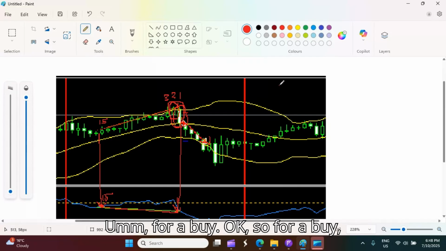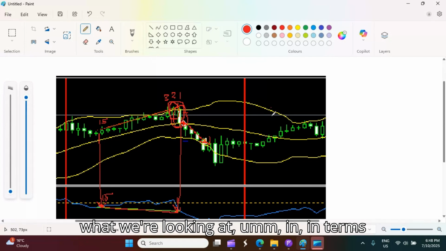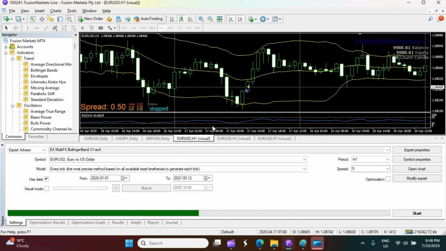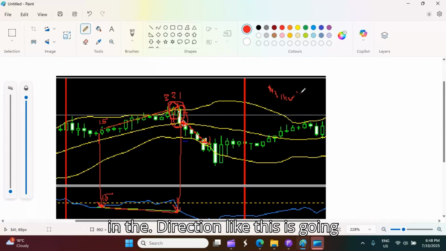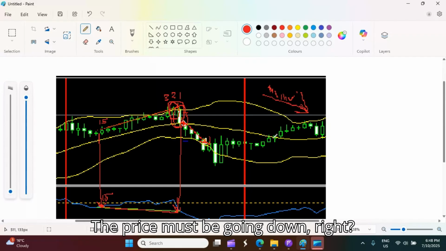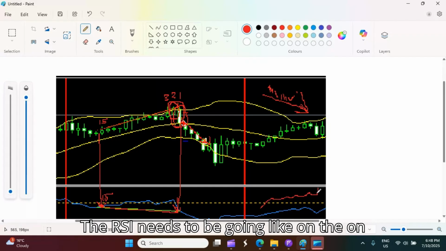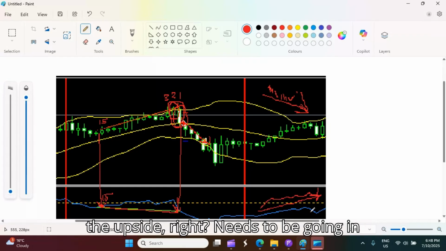Okay, so for a buy, we're looking to do the opposite. So the price must be going down in a direction like this, creating a bit of a downtrend. And then the RSI down here needs to be going in the upside direction, creating a bit of a convergence. Divergence, convergence, right?